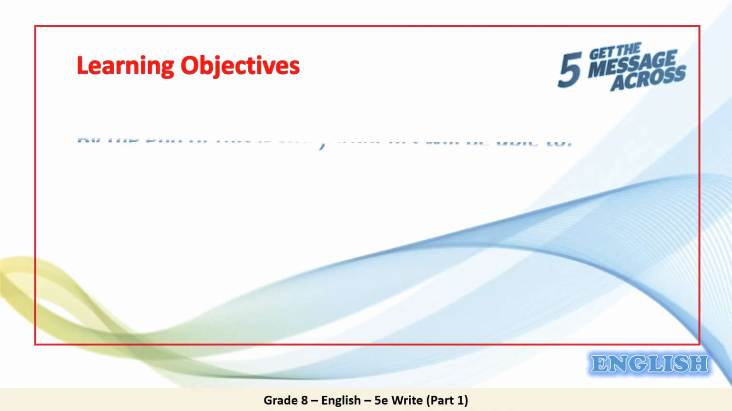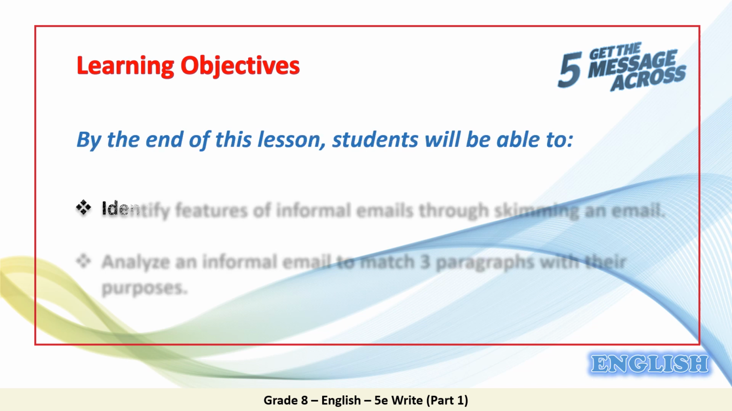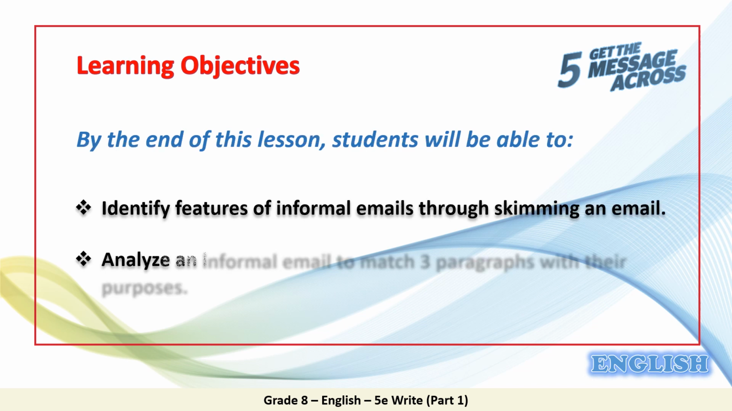Let's get started with the learning objectives. By the end of this lesson, you will be able to identify features of informal emails through skimming an email, and analyze an informal email to match 3 paragraphs with their purposes.